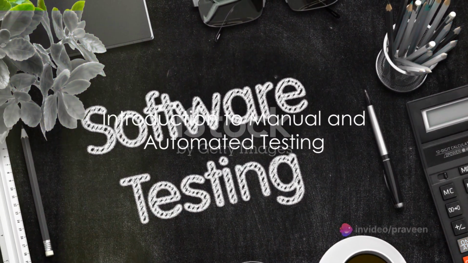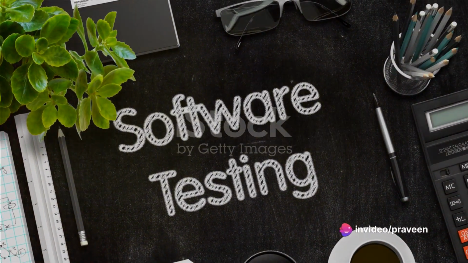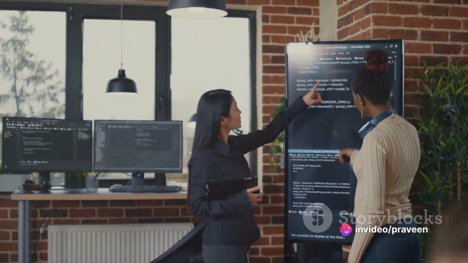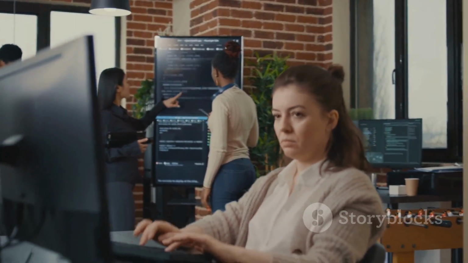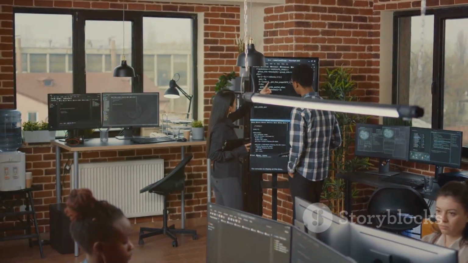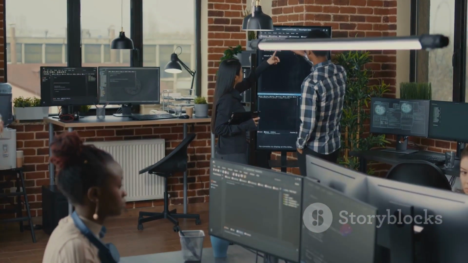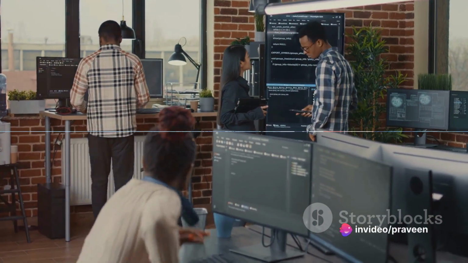Ever wondered about the differences between manual and automated testing? As the digital world expands, the need for efficient and effective software testing has never been greater. Today, we're going to take a deep dive into these two main types of testing: manual and automated.